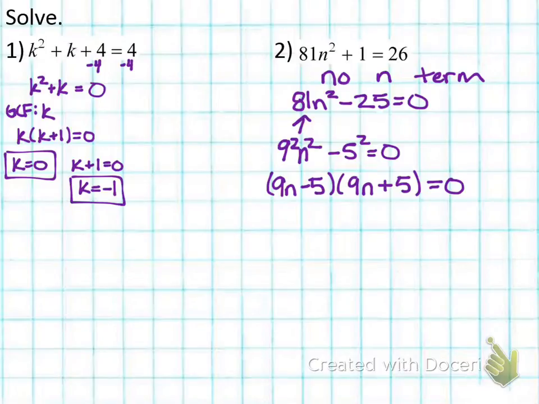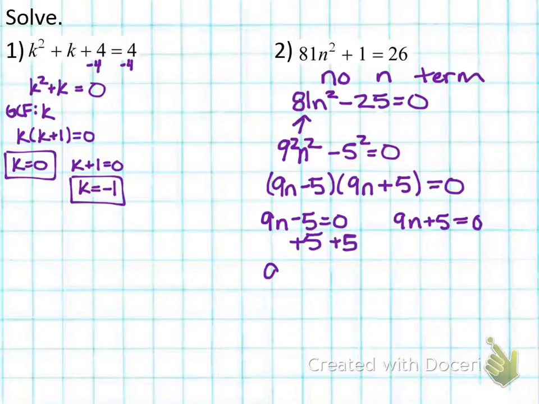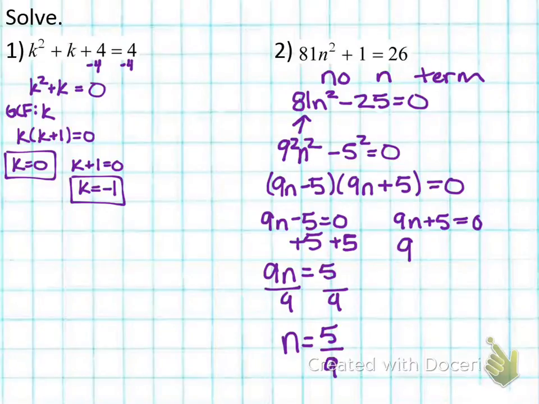Once I'm here, I have a product equal to 0 again, so I can split it up using the 0 product property. So I have 9n minus 5 equals 0, and 9n plus 5 equals 0. I can then add 5 to both sides here, and then I divide by 9. So I get n equals 5/9 for my first answer.